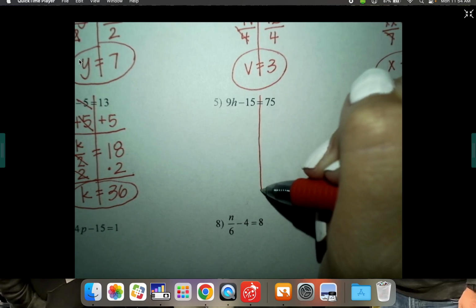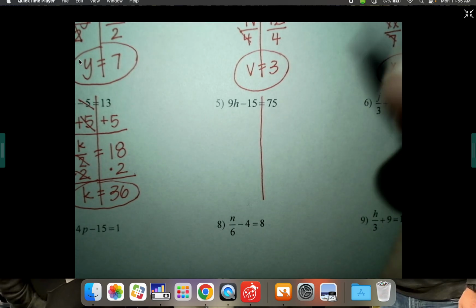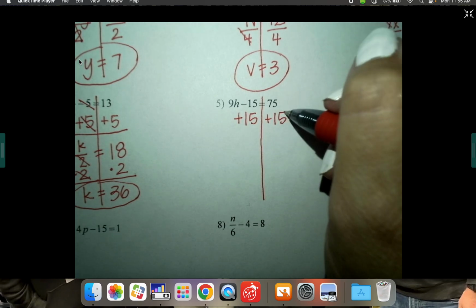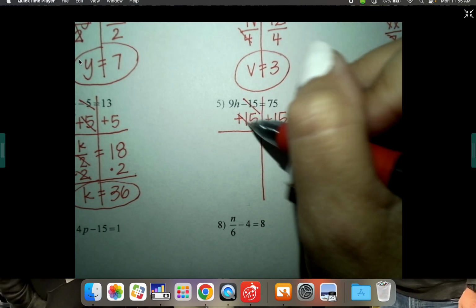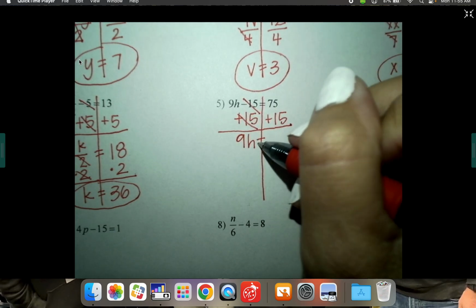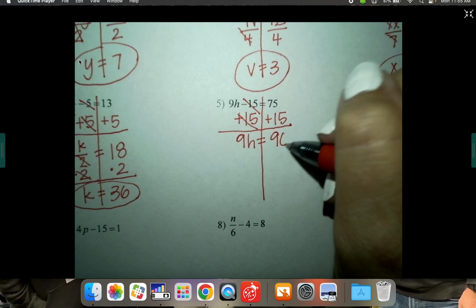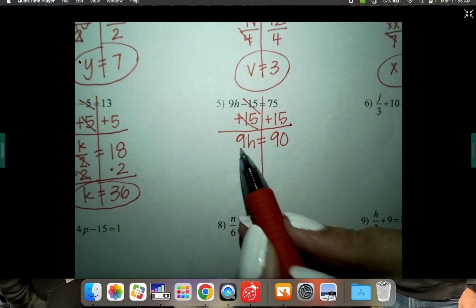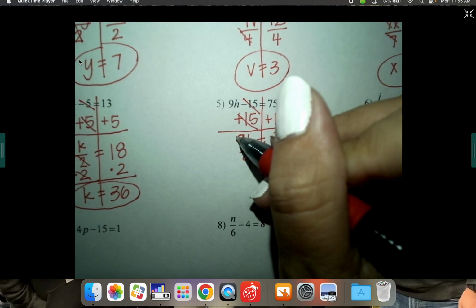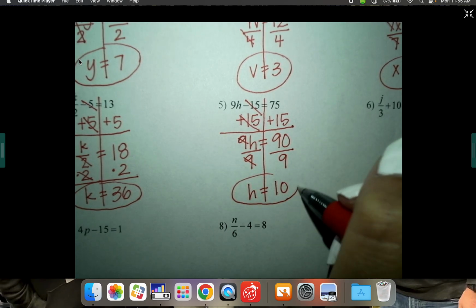Number 5, keep the coefficient and the variable together. Get rid of the minus 15 by adding 15 on both sides. Cancel, cancel. Bring down the 9h. 75 plus 15 is 90, I believe. Last step, h is being multiplied by 9, so we are going to divide by 9 on both sides. 90 divided by 9 is 10.